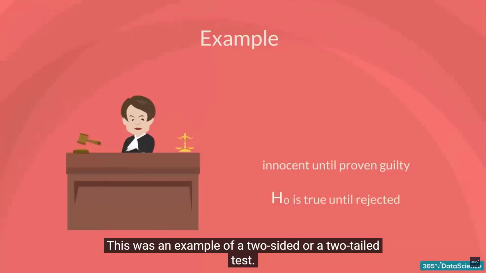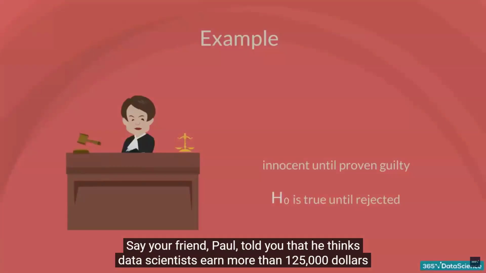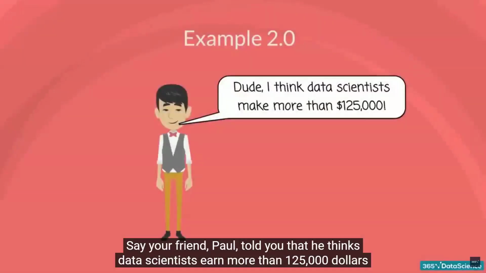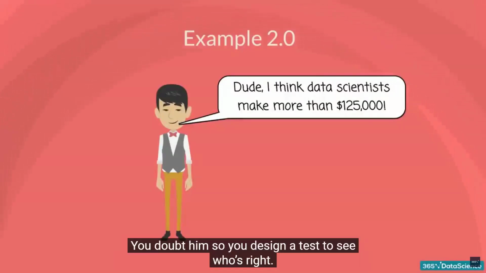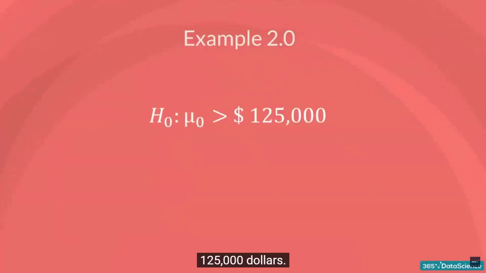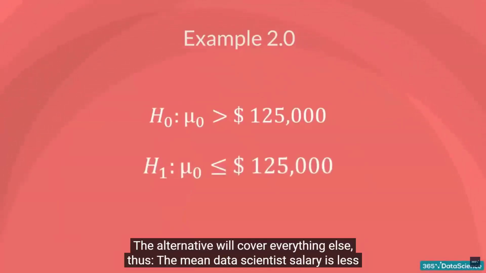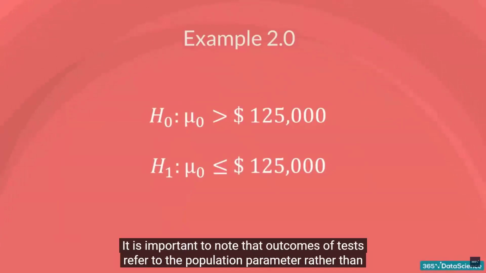Alright, this was an example of a two-sided or a two-tailed test. You can also form one-sided or one-tailed tests. Say your friend Paul told you that he thinks data scientists earn more than $125,000 per year. You doubt him, so you design a test to see who's right. The null hypothesis of this test would be, the mean data scientist salary is more than $125,000. The alternative will cover everything else. Thus, the mean data scientist salary is less than or equal to $125,000.